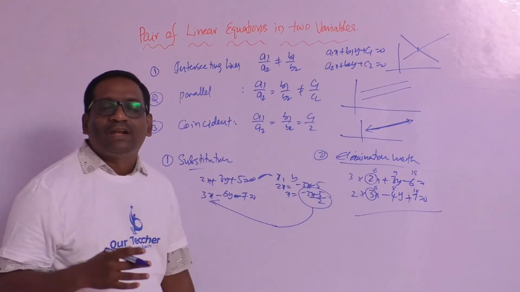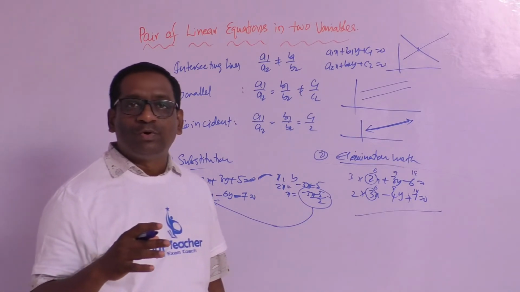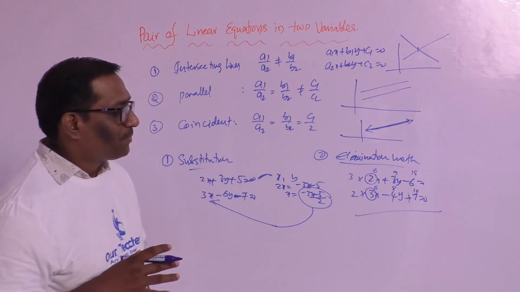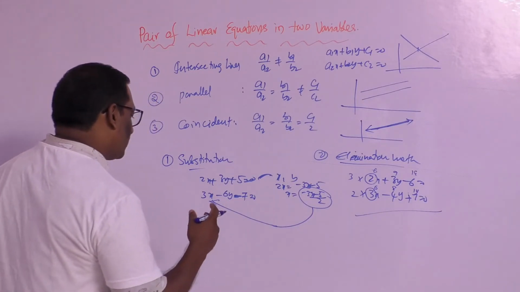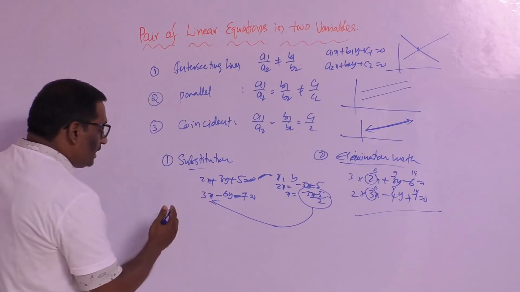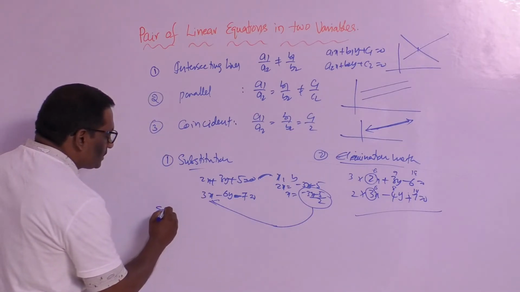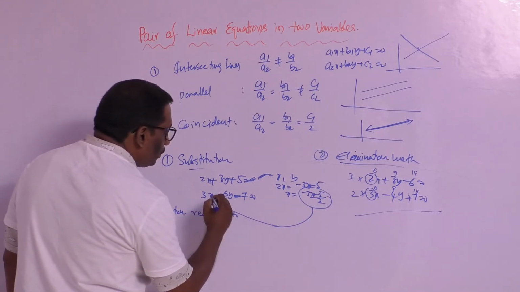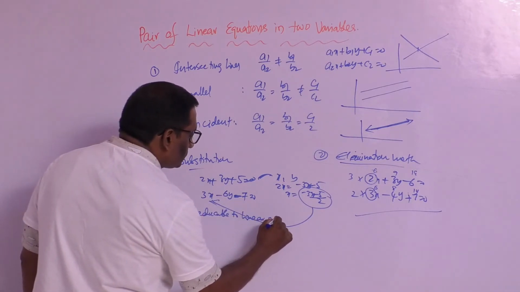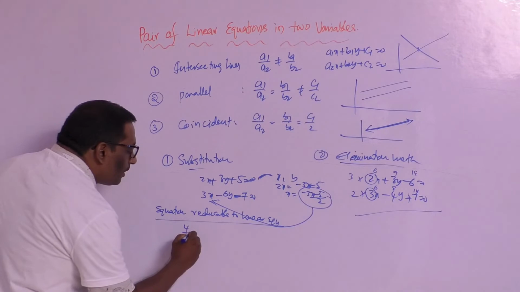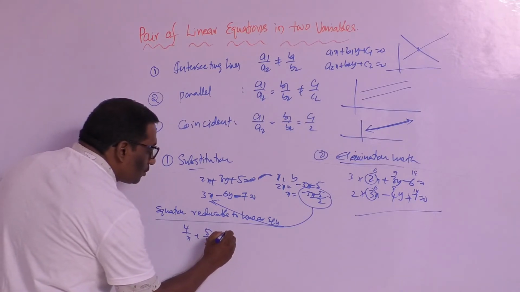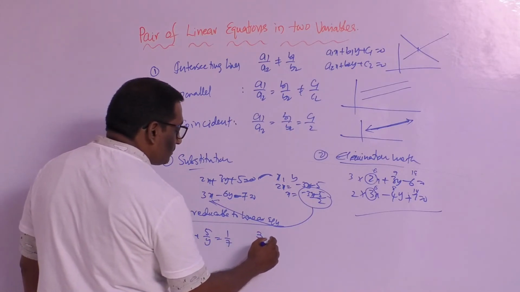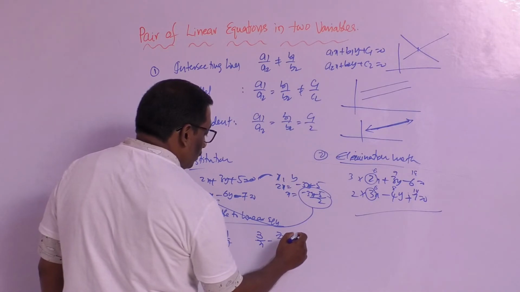And the final topic is equations reducible to linear equations. That is the last topic in this chapter. Now what are reducible equations? See, the equations given are, for example, 4 by x plus 5 by y is equal to 1 by 7. That is the first equation. And the second equation is 3 by x minus 7 by y is equal to 1 by 9.